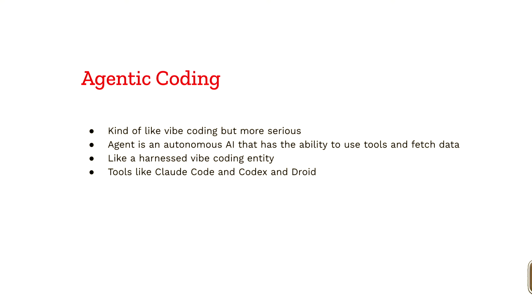And then agentic coding. I currently look at it as vibe coding, but somewhere more serious. This is not the official description, but an agent is an autonomous AI that has the ability to use different tools and fetch data from anywhere you configured it to. It's like a harnessed vibe coding entity. Now, there are different tools, but today I'm talking about Claude Code.